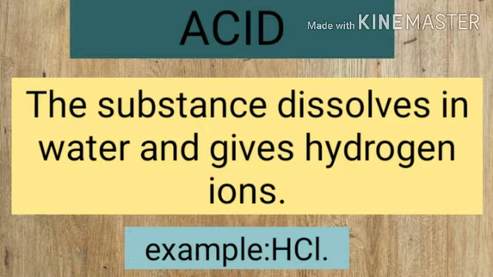And next one is as per H plus ions and OH minus ions. First one is acid. What is acid? When a substance dissolves in water and gives H plus ions, that is called as acid. For example, hydrochloric acid and acetic acid. What happens? The substance dissolves in water and gives H plus ions, that is called as acid.